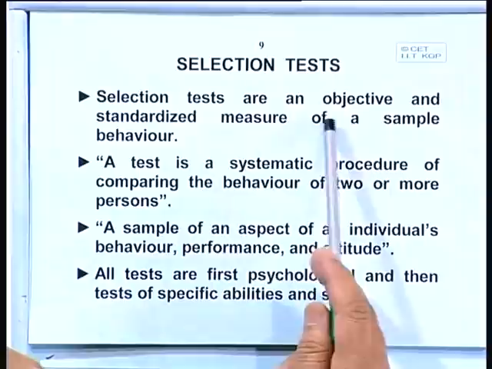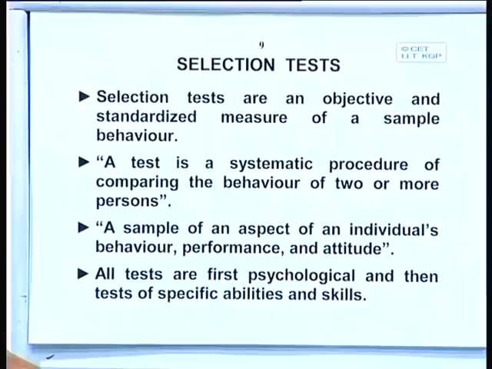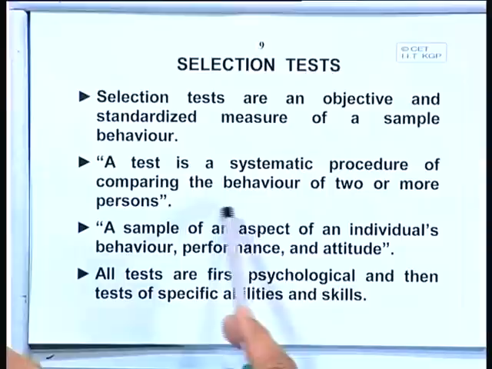So, selection tests are an objective and standardized measure of a sample behavior. Okay. Some of these are psychological tests, some are aptitude tests to find out the aptitude. A test is a systematic procedure of comparing the behavior of two or more persons.